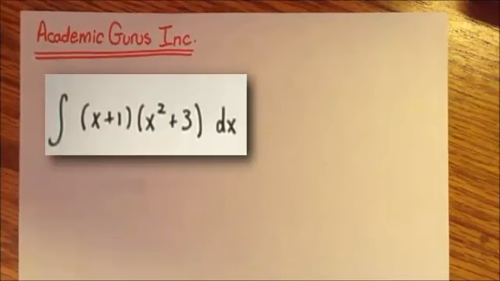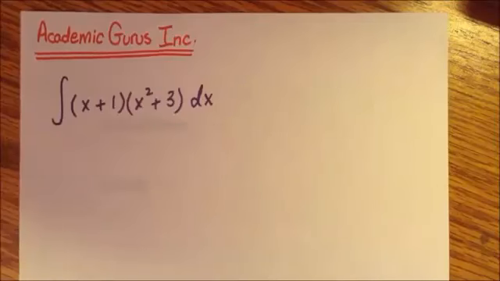So let's take a look at the second problem. Again, we have to integrate x plus 1 times x squared plus 3. In situations like this, I would just multiply everything out, and then if I have any like terms, I would combine them together, and that's exactly what I'm going to do with this problem.